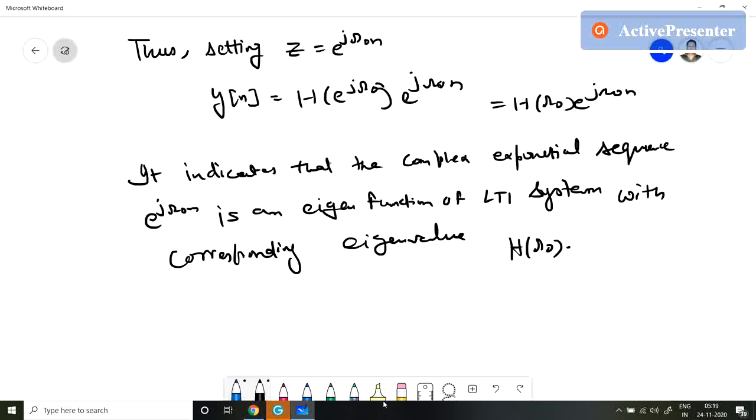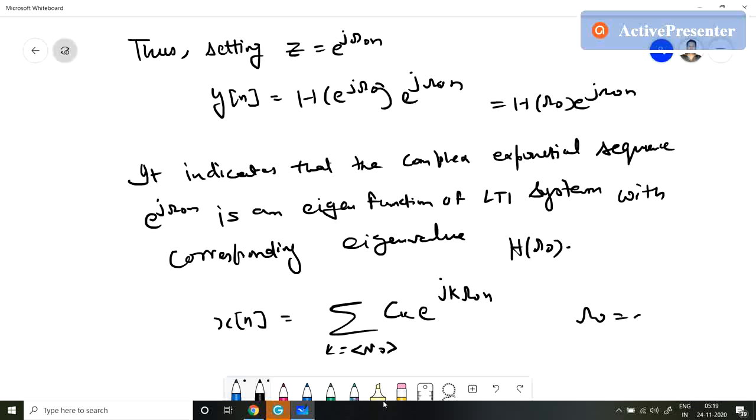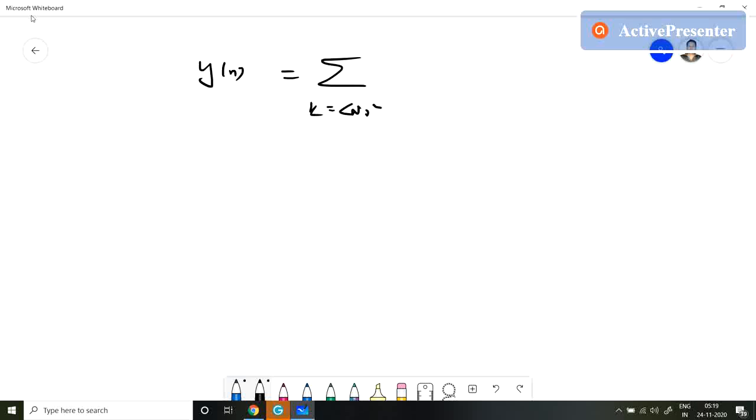Furthermore, we can see that for the discrete time counterpart, if we have x[n] equal to the summation over k of c_k e^{jkΩ₀n}, and Ω₀ is equal to 2π divided by N₀, then what is y[n]? y[n] is equal to the summation over k in the range N₀ of c_k H(kΩ₀) e^{jkΩ₀n}.